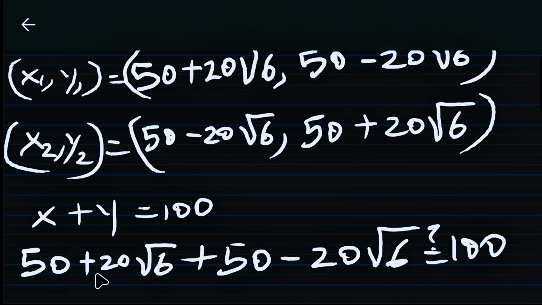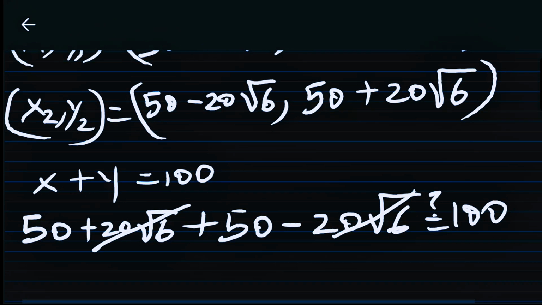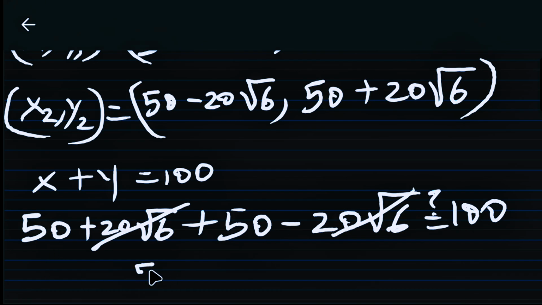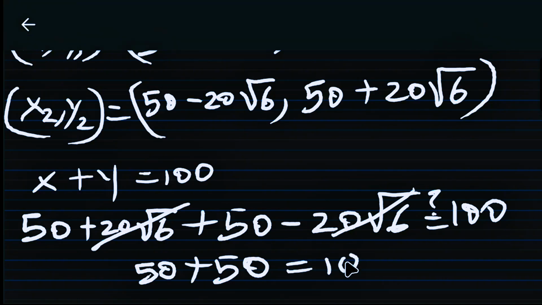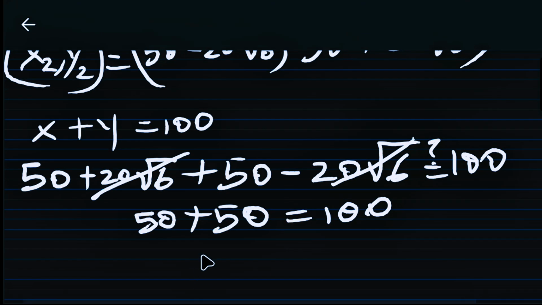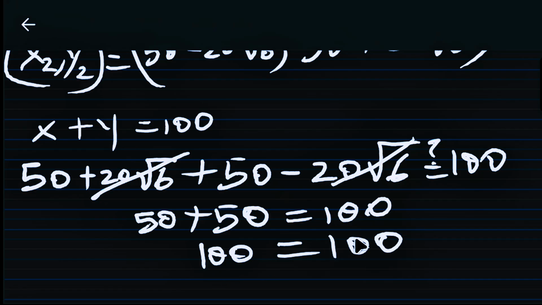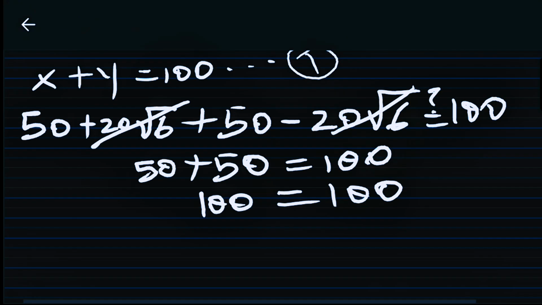Okay, so this positive 20 square root of 6 and negative 20 square root of 6 will cancel out. And we'll have that 50 plus 50 will be equal to 100. Okay, and 50 plus 50 is 100. So the left hand side and the right hand side are equal. So these two satisfy equation 1. Okay, so let's check for equation 2.